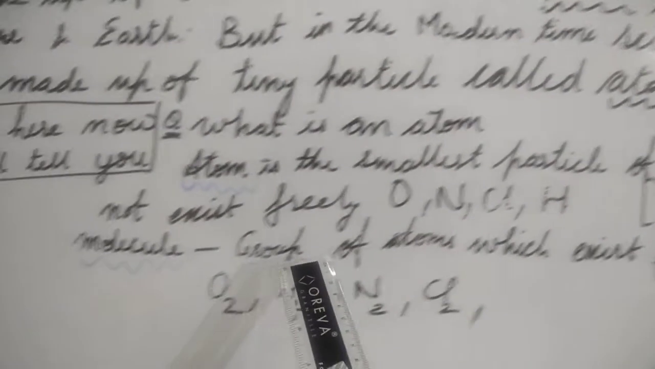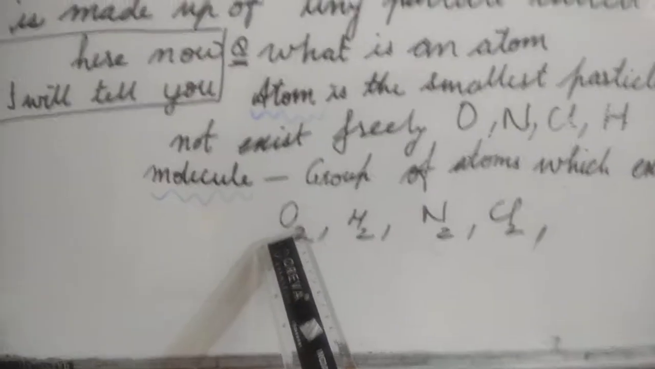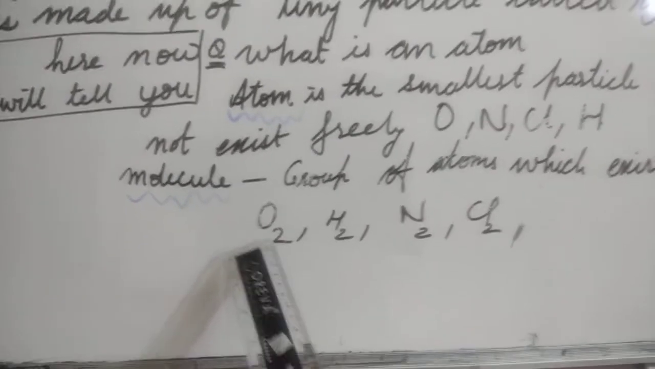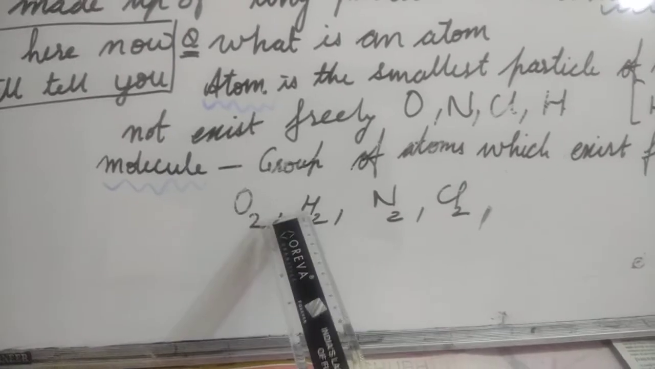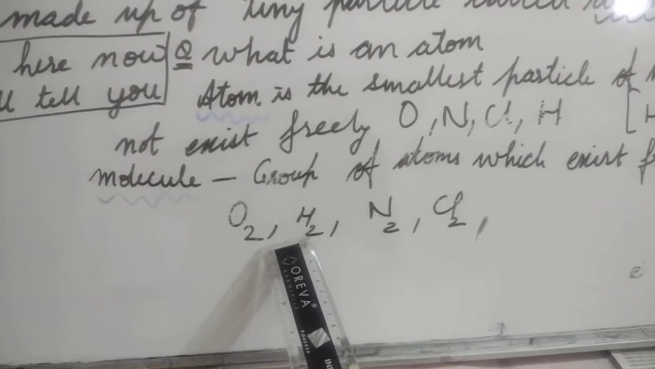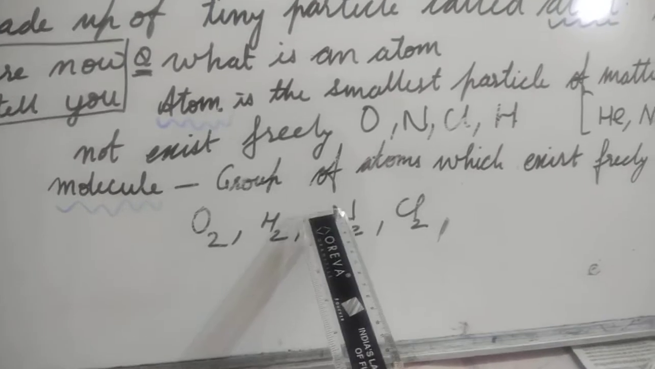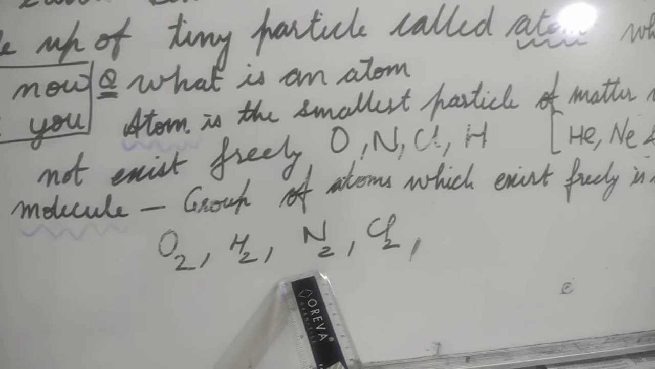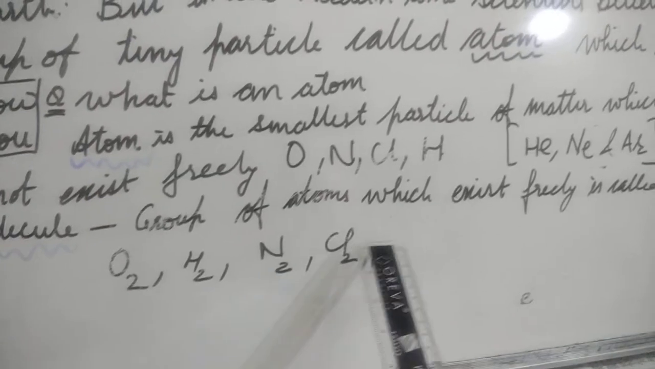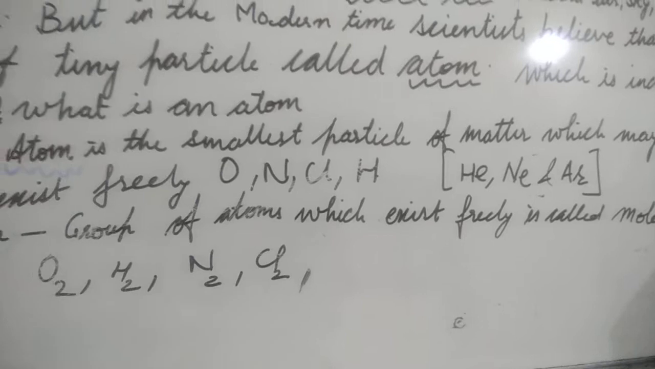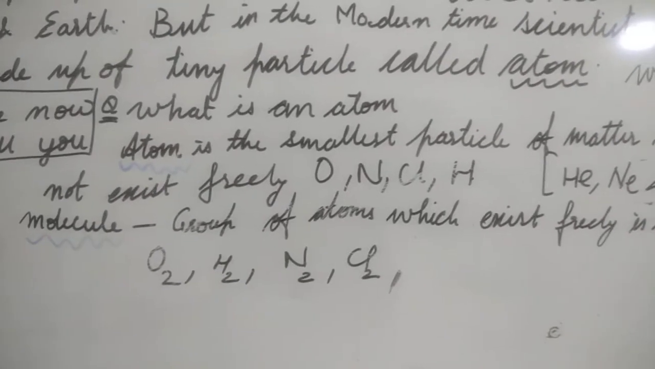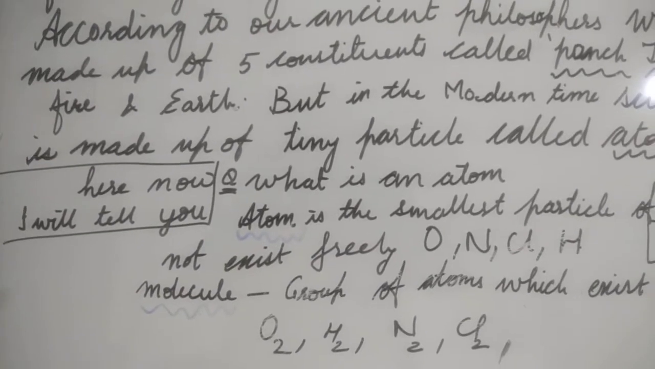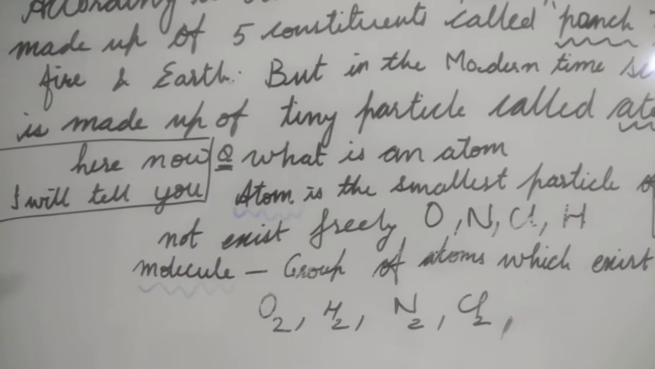Like if I am taking two atoms of oxygen together, O2, this is a molecule, group of atom having free existence. H2, H and H combining together to give H2. Nitrogen, N and N combining together to give nitrogen gas. Similarly, Cl2 and many other are there. So these are called molecules. So now I think it is clear in your mind that what is the difference between atom and molecule.